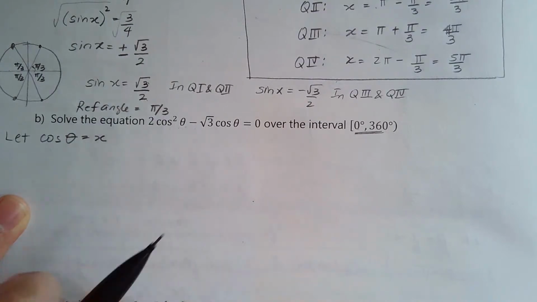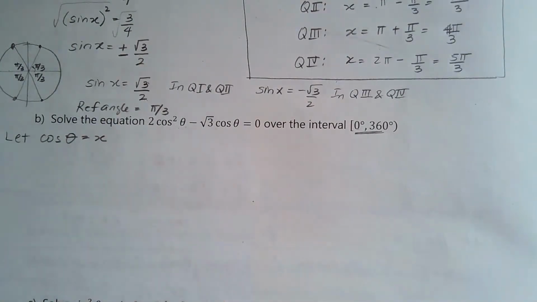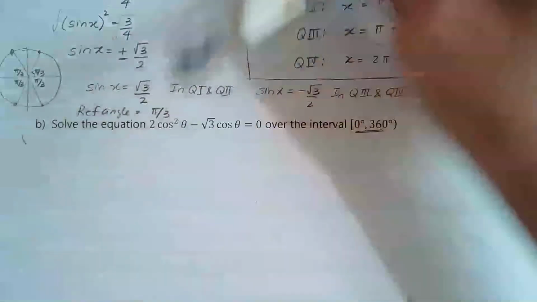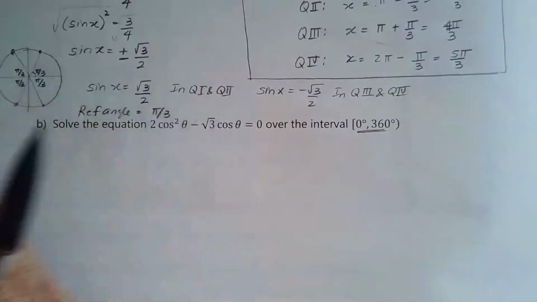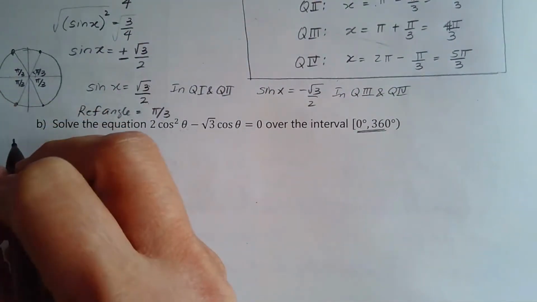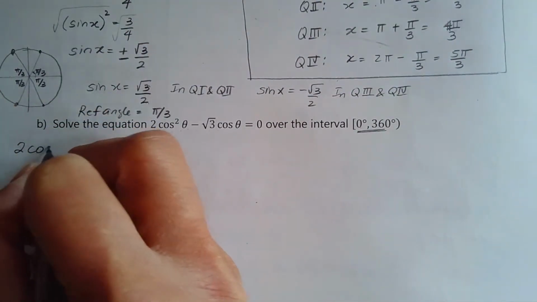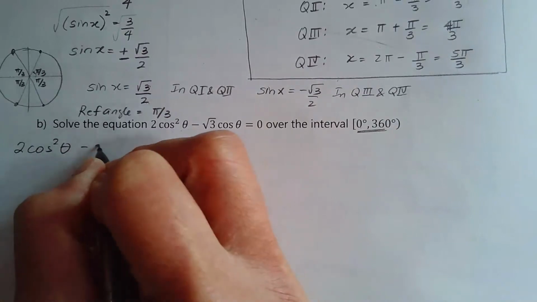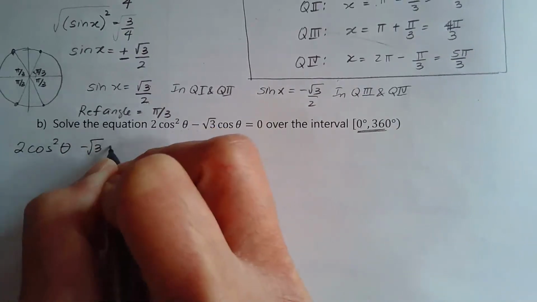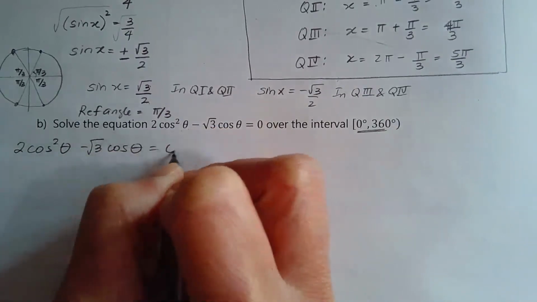Okay, so like I said, actually, I'm going to solve it without it and then I'll solve it with it. Back up. Okay, I'll solve it without it and then you can compare. So 2 cos squared theta minus root 3 cos theta equals 0.